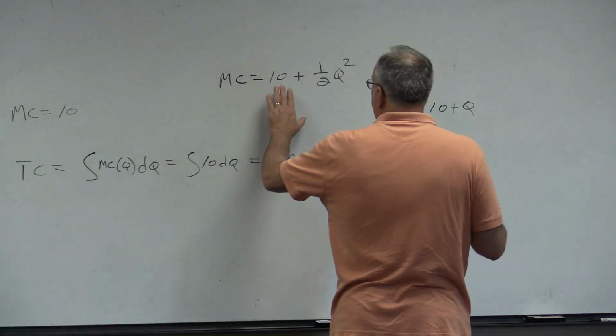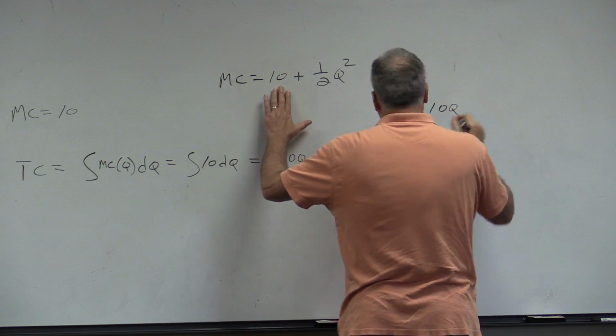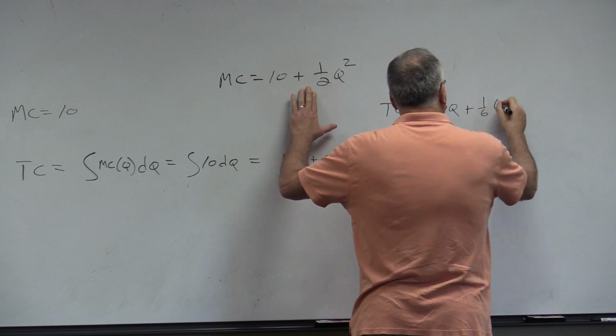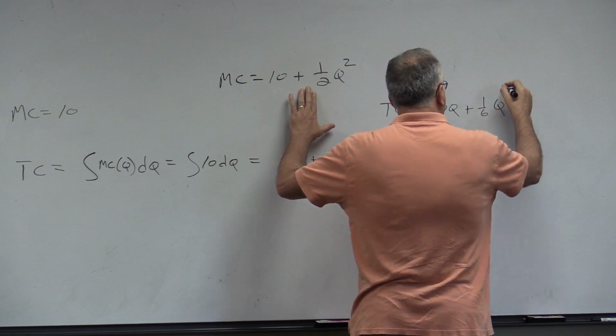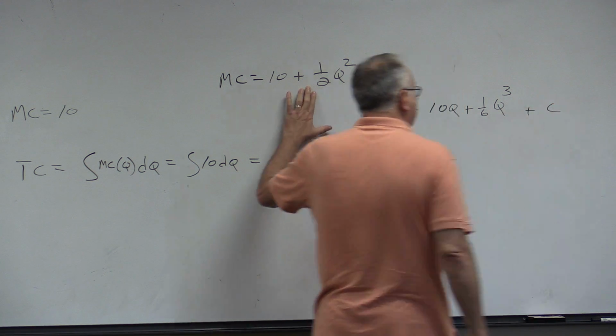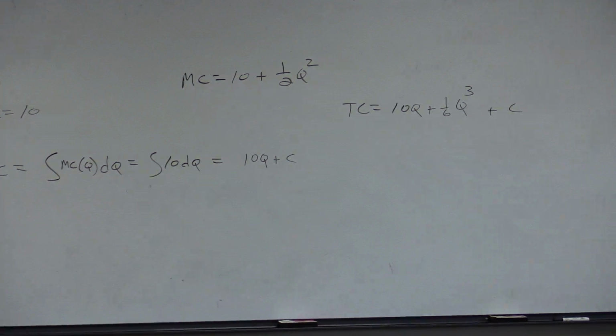Oh, let's see. This should be 10q, I'm sorry, not 10 plus q. Sorry. 10q plus 1/6 q to what power? Q cubed, yes. Plus a fixed cost. Now to make sure you've done it, just differentiate that total cost function with respect to q, and you get your marginal cost, 10 plus 1/2 q squared. So it matches.